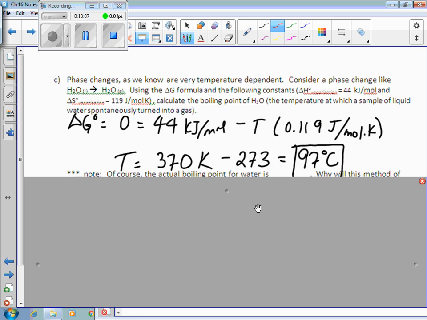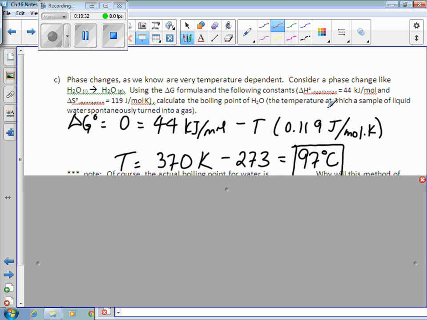So go ahead and calculate it. The temperature comes up to 370 Kelvin, so you can do the math, bring that over. It's minus 44 equals negative temperature times this number, and divide both sides. Make sure you can do the math. Convert that to degrees Celsius, and it comes out to 97 degrees Celsius. Now, it's not perfect, because you all know water boils at 100 degrees, but it's pretty close.